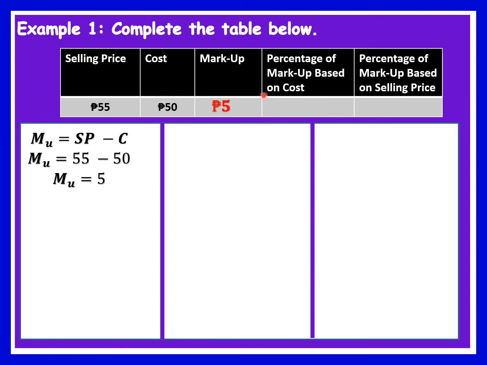Let us work now on the percentage of markup based on cost. To solve for this, we have markup over cost times 100. Again, we have MU over C times 100. Our MU is 5. Our cost or C is 50. Then substitute. And let us divide these two numbers. We will get 0.1. Then multiply by 100. That is 10. And affix the percentage symbol. That will be 10%. So this is 10%.